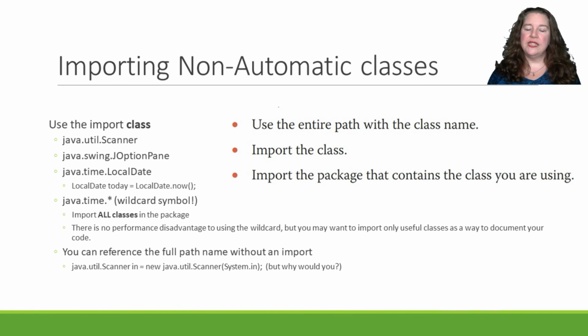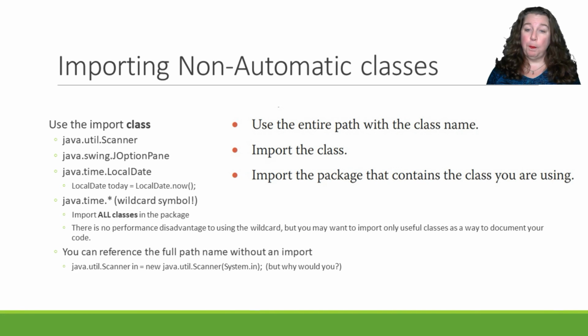Remember how I said that I always capitalize my class names? Anything that's capitalized here, you can see those are going to be your class names. The lowercase, Java utility, Java swing, Java time, those are going to be your libraries. You can import all of the classes in a given library using a wildcard character. So if I use java.time.star, I can import all of those classes, even though I may only use one or two of them. When you import, you want to use your entire path with your class name if you want to import the entire class.